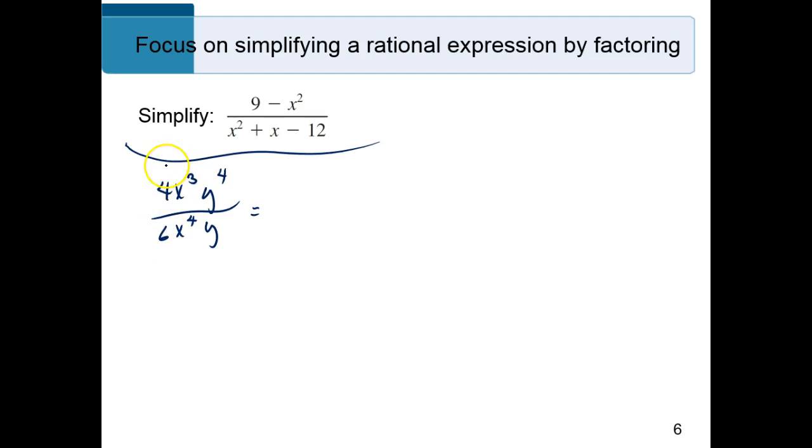Greatest common factor between 4 and 6? 2. 2 will go into 4 how many times? Twice. 2 will go into 6? 3 times. Okay, we got that part done. Greatest common factor between x cubed and x to the 4th? X cubed. So those all go out, just leaving you a 1 there. So I'm not even going to write the 1. It's messy. And when you divide x cubed into x to the 4th, what's left? Just an x. So there's your x.